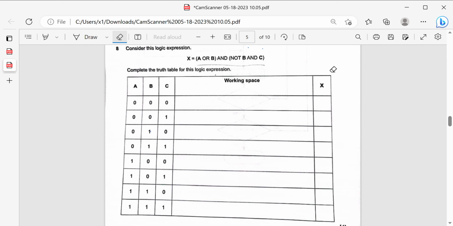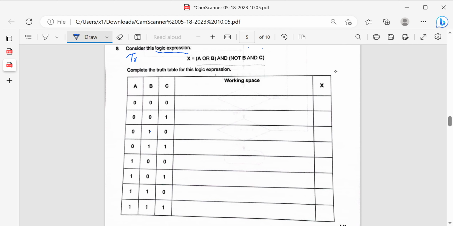As I have solved the first 7 questions, today we have started question number 8, and this topic is very easy as compared to other topics, but still we need to be focused while solving these questions. Basically this topic is from the subtopic of logic gates, that is converting a logic expression into a truth table.